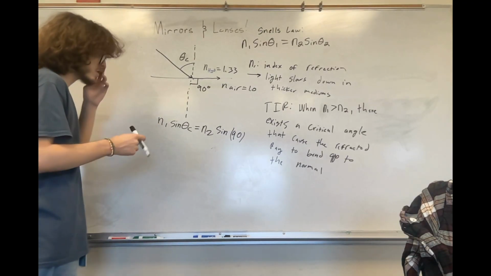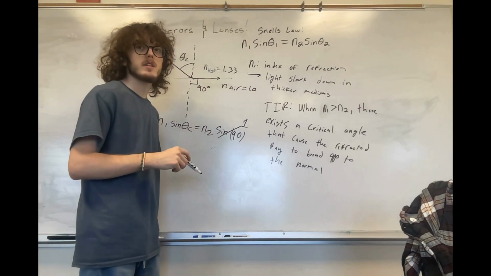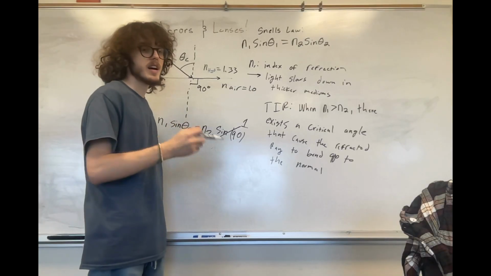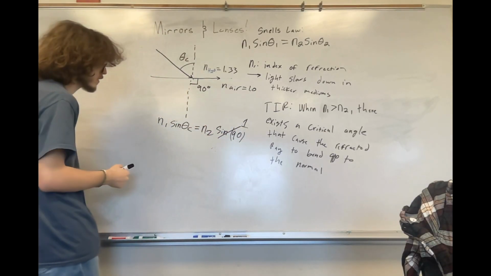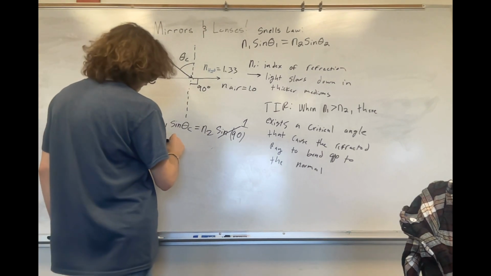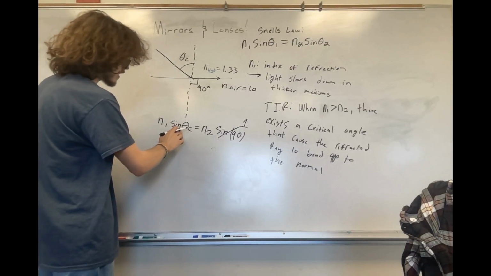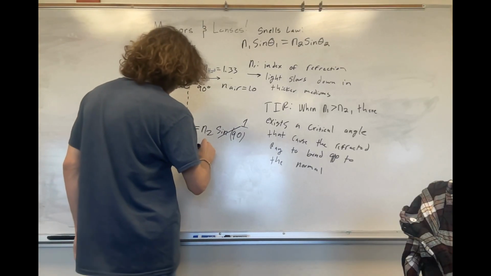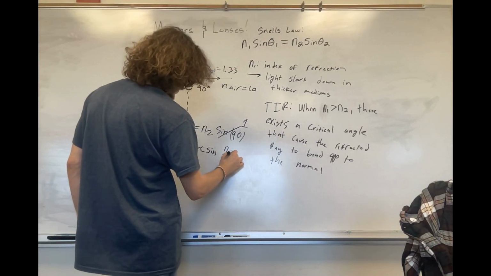Okay, so how do we solve? Well, notice sine of 90 goes to 1, right? Because if you're at 90 degrees in the sine function, you're at 1, pretty obvious on the unit circle, of course. So that means that theta c, if I divide out n1 and I take the arcsine, we get theta c equals arcsine of n2 over n1.